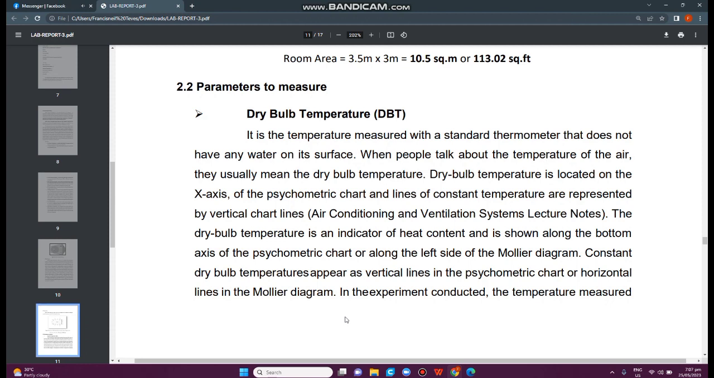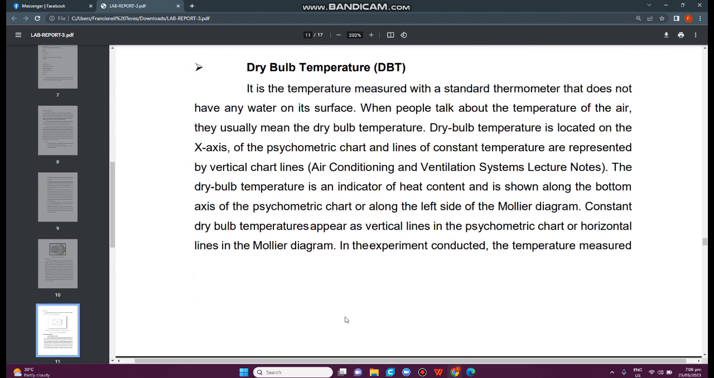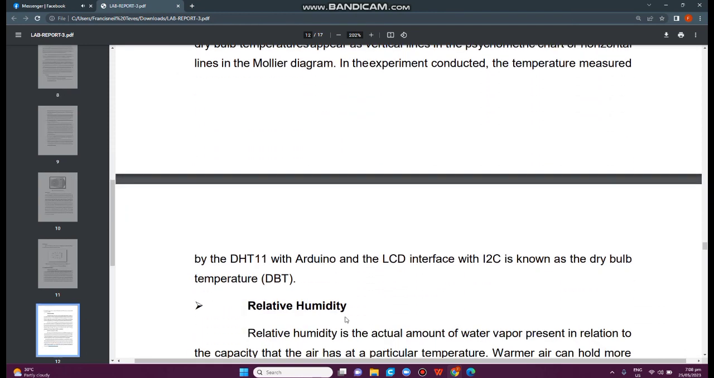The dry bulb temperature is an indicator of heat content and is shown along the bottom axis of the psychrometric chart or along the left side of the Mollier diagram. Constant dry bulb temperatures appear as vertical lines in the psychrometric chart or horizontal lines in the Mollier diagram. In the experiment conducted, the temperature measured by the DHT11 with Arduino and the LCD interface with I2C is known as the dry bulb temperature.